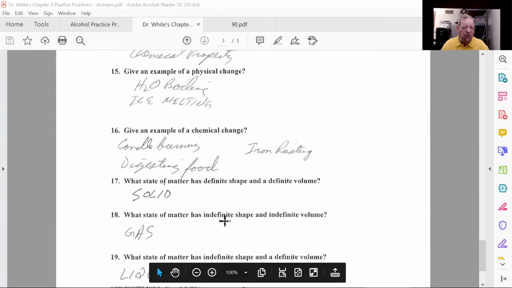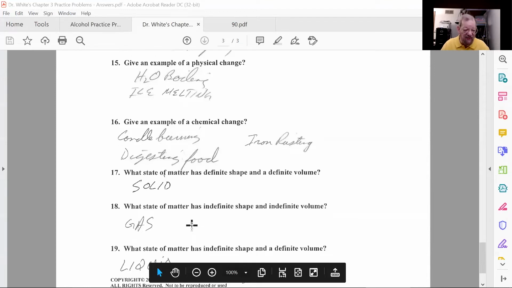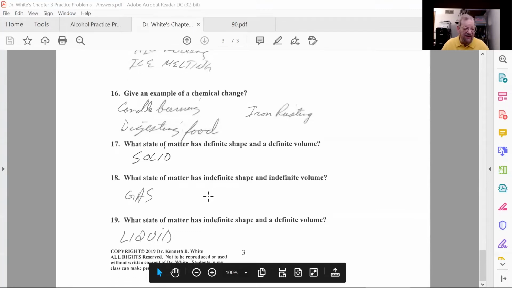Now, what state of matter has definite shape, definite volume? A solid. If I were to ask an unknown sample that you can't see has indefinite shape and indefinite volume, what state of matter is that? And the answer is a gas. And also, what state of matter has indefinite shape, definite volume? A liquid.